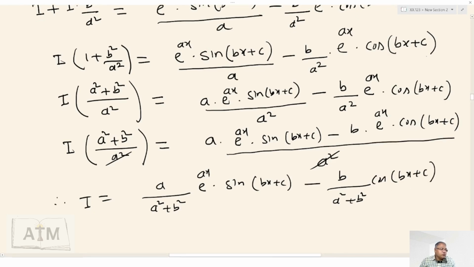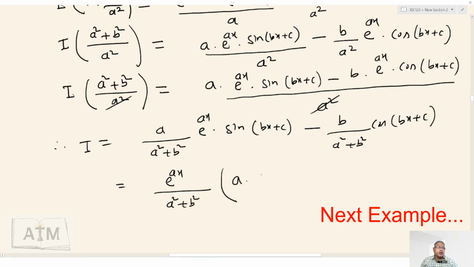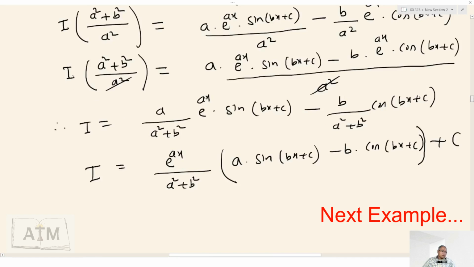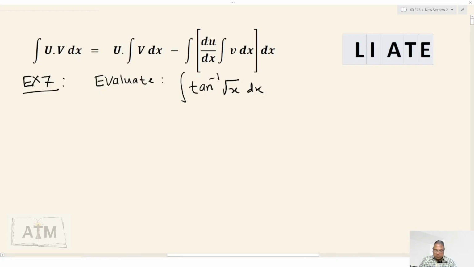Now, this can be written in various ways, like this is one of the forms. It can also be written like this, e^(ax)/(a²+b²) times a sin(bx+c) minus b cos(bx+c) plus c. So this is the required solution. In this way we have done the integration of e^(ax) sin(bx+c).